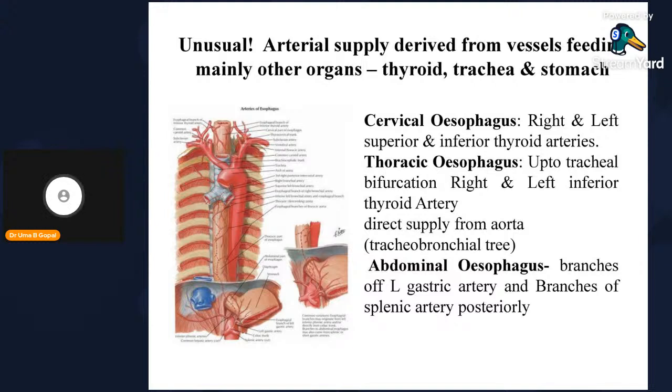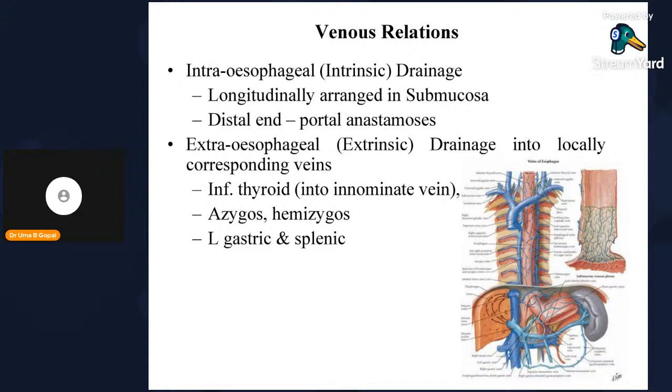Here the left gastric artery is a branch of the common hepatic artery. From there, the esophageal branch will supply the esophagus, and the small twigs of the splenic artery posteriorly may supply the esophagus. Venous drainage: intraesophageal drainage is longitudinally arranged in the submucosa, with portal anastomosis at the distal end. Extraesophageal drainage is into the corresponding local veins: the inferior thyroid vein, azygos and hemiazygos veins. So you can see the blue veins passing throughout the length of the esophagus. You can see the distribution.